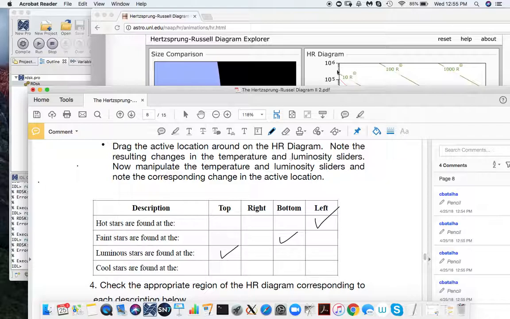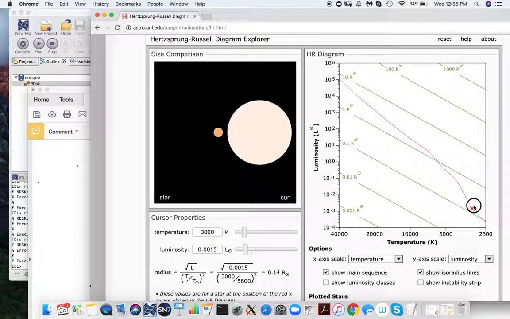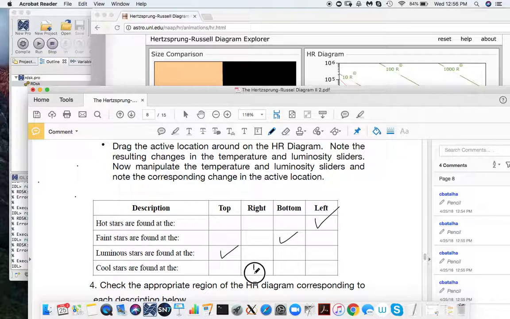How about cool stars? So cool stars are found where? Here. They can be cool luminous stars or cool subluminous or faint stars, right? So they are pretty much on the right-hand side, right there.